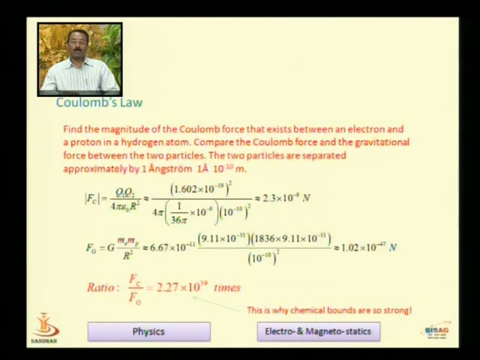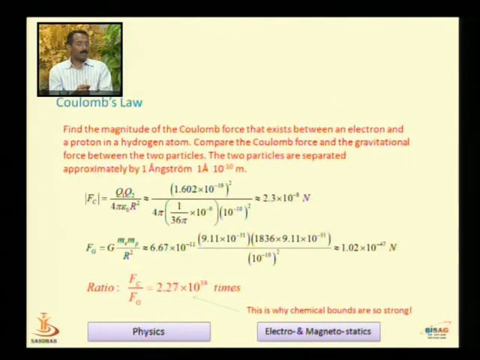And epsilon 0 is the permittivity of the medium, and the value is given, that is 1 upon 36 into pi into 10 to the power minus 9. That is the value of epsilon 0. Here we are assuming that the medium is air, so we are considering epsilon 0. The value given of epsilon 0 is in air.